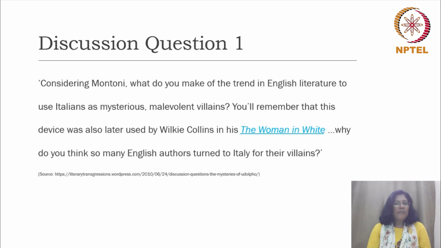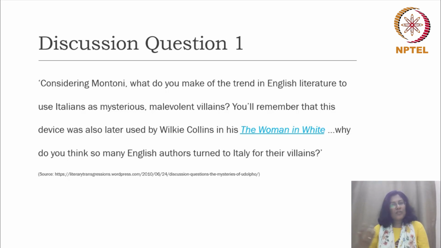Now, I have a couple of discussion questions here. Some of the questions you might think about when ruminating on this novel: considering Montoni, what do you make of the trend in English literature to use Italians as mysterious, malevolent villains? Why does English literature make use of Italians as villains? That's a good question to think about.